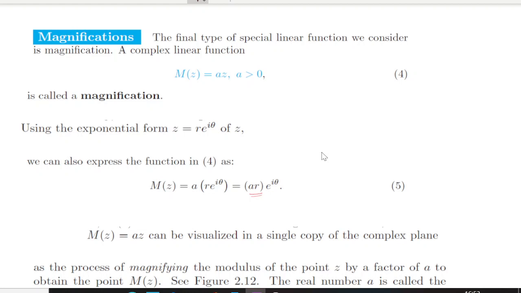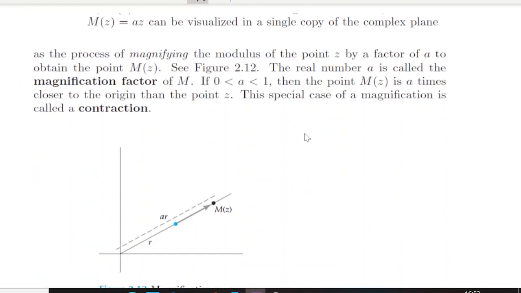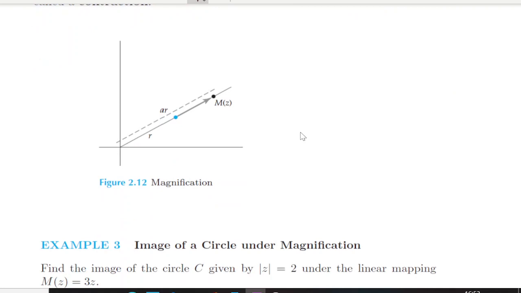So m of z equal to az can be visualized in a single copy of the complex plane as a process of magnifying the modulus of the point z by a factor of a to obtain a point m of z. See this figure. Previously our point was this blue colored one, r e raised to i theta. Now we want this modulus as a r, some multiple of a into r. So it is only increasing the magnitude, or we can say that it has been magnified. So that's why this map is called magnification.